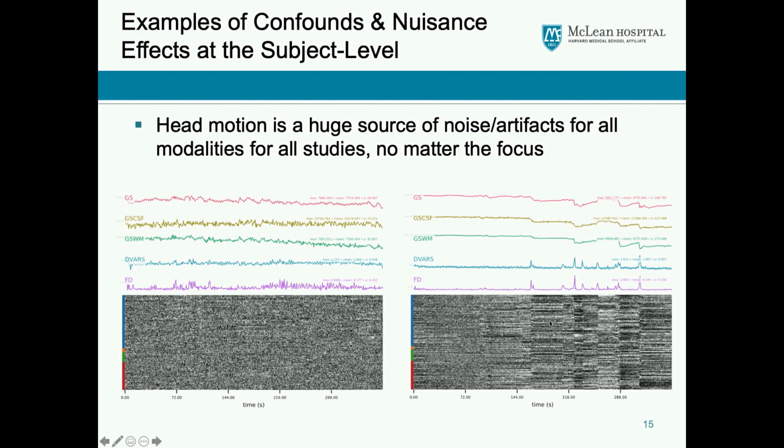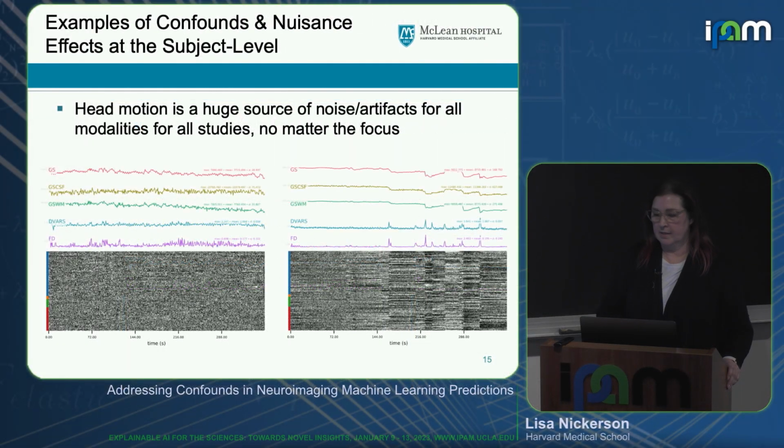This is great. Whereas this participant, we see several discontinuities in the carpet plot, lots of intensity changes, banding in this carpet plot. And these occur at time points where the fractional displacement of the brain in the scanner spikes. So there's a movement there.